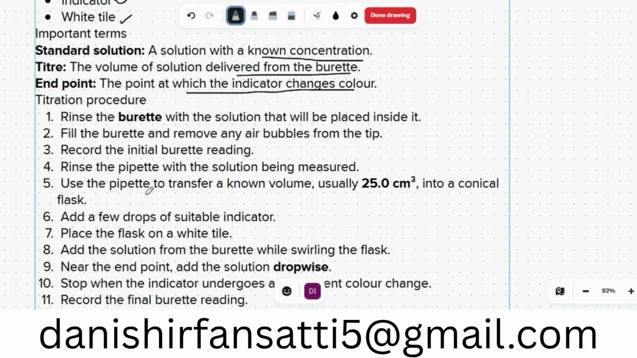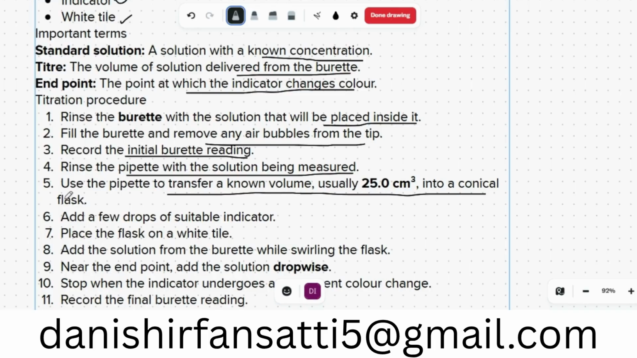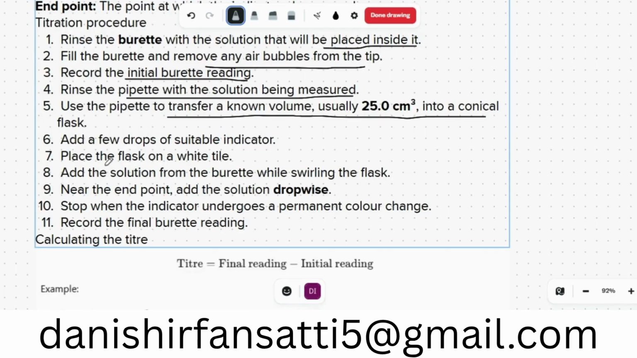Okay. Titration procedure: rinse the burette with the solution that will be placed inside it. Fill the burette and remove any air bubbles from the tip. Record the initial burette reading. Rinse the pipette with the solution being measured. Use the pipette to transfer a known volume, usually 25 cm³, into the conical flask. Add a few drops of suitable indicator. Place the flask on a white tile.